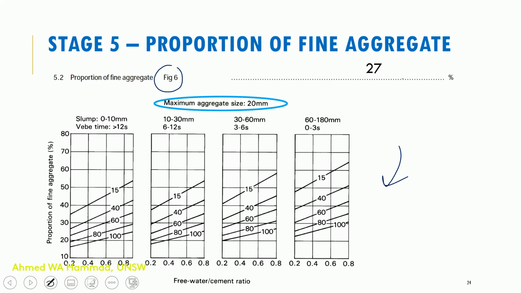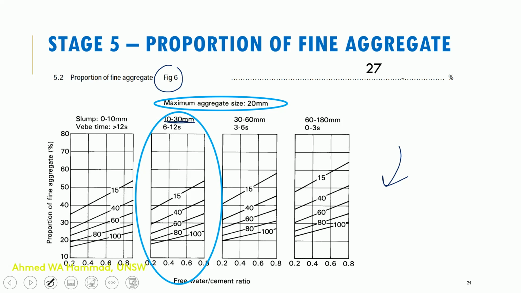In order to be able to use figure 6, we need as input the maximum aggregate size, which is given as 20 mil in the question. We need the slump, which is given to be between 10 to 30 mil, specified by the client. And then we need the free water to cement ratio, which is 0.47, and this we've already obtained from step 1.7 and 1.8 previously. So I know that this is the figure that I need to be looking at, because that's the one that's associated with the slump that's between 10 to 30 mil.